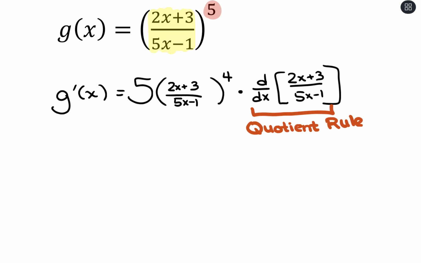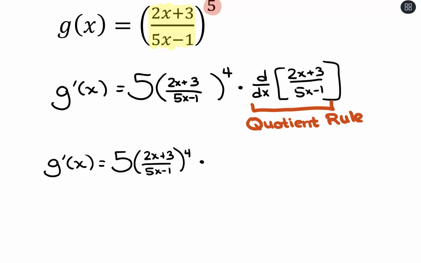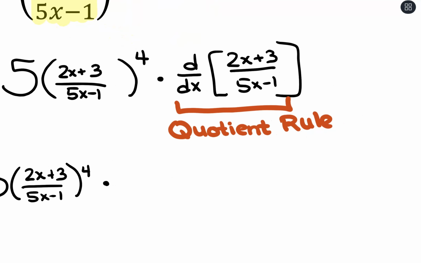So everything else is going to stay the same. So g prime of x is equal to 5 times (2x + 3)/(5x - 1) to the 4th power, and we're going to multiply that with, and then we're going to use the quotient rule here, where 2x + 3 is our high function, 5x - 1 is our low function.